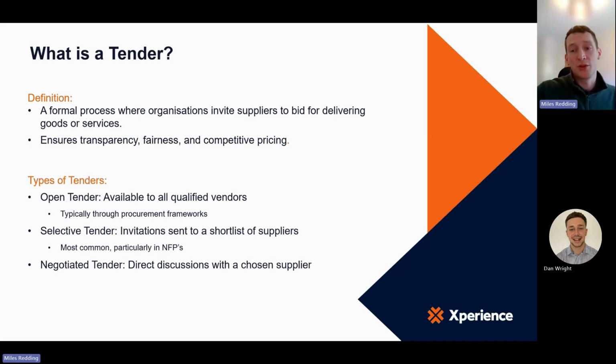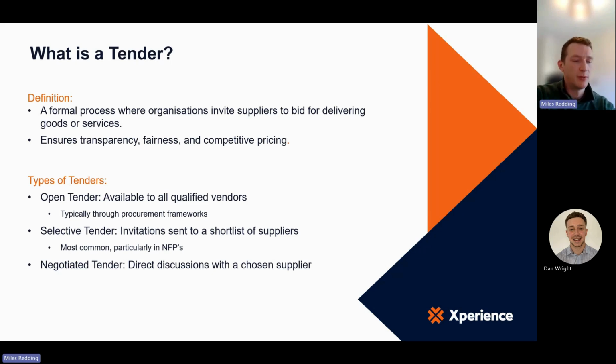I'd always say just be conscious of the volume of people you invite. For every bidder that you invite, you'll have their bid to review, you'll have interviews, you'll have PQQs, you'll have due diligence to conduct. So the greater the volume of bidders, the greater the work and the length of the process, typically.